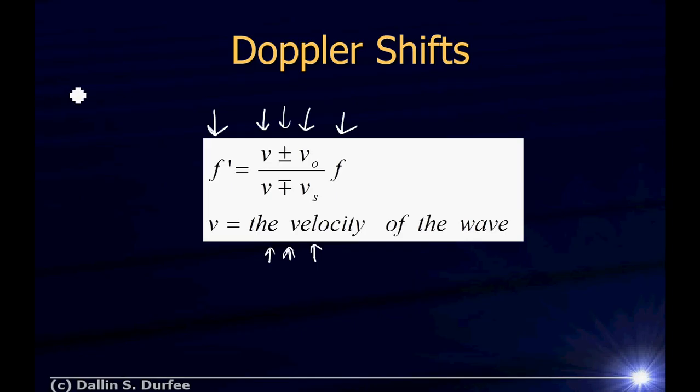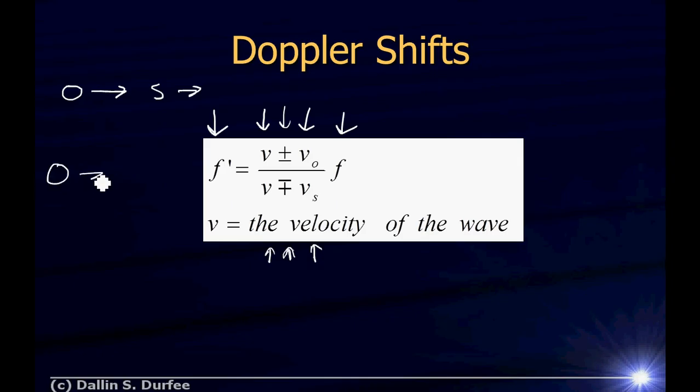So, for example, if the observer is running towards the source, but the source is running away, all right? So somebody's honking their horn, you're following in a car behind them, all right? The observer is moving in the direction of the source, so you would use the upper sign in the numerator. The source is moving away from the observer, therefore you would use the lower sign in the denominator, all right?